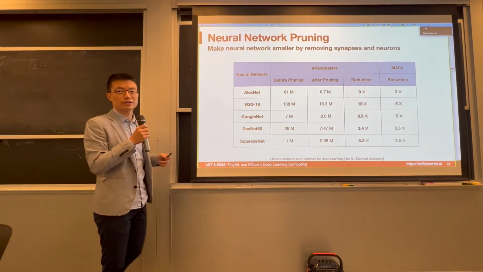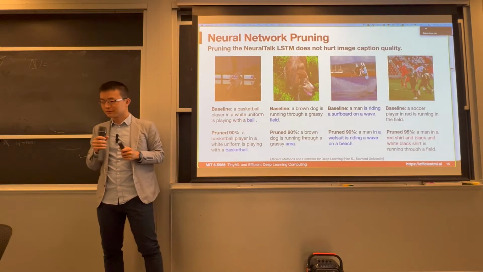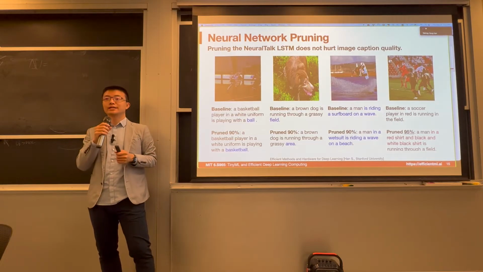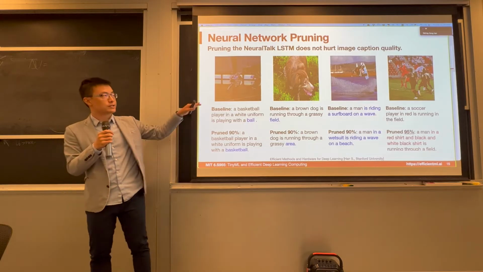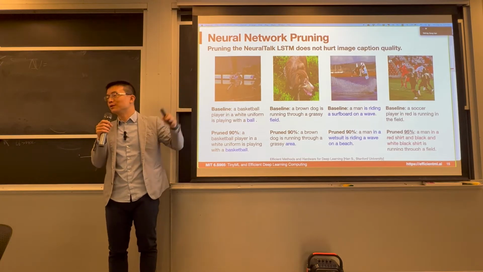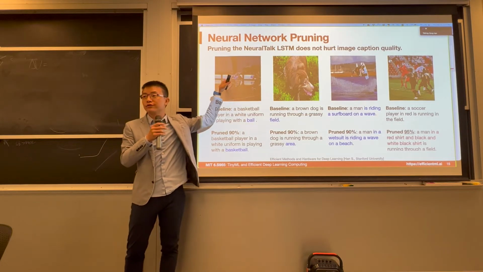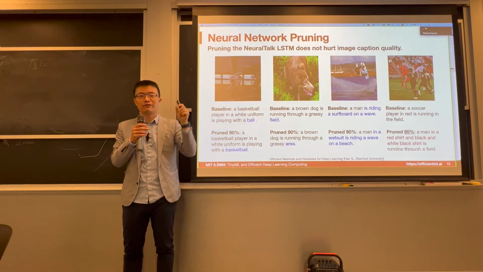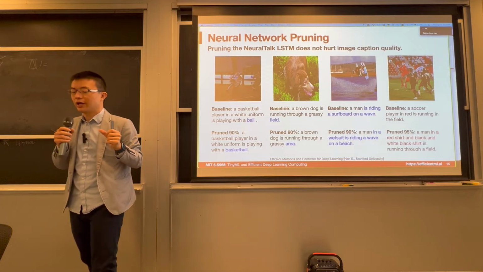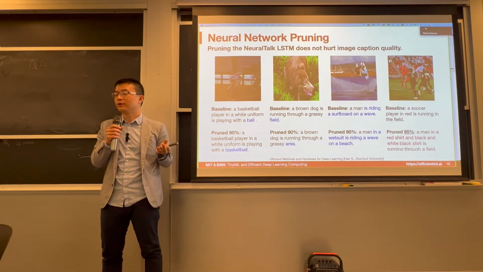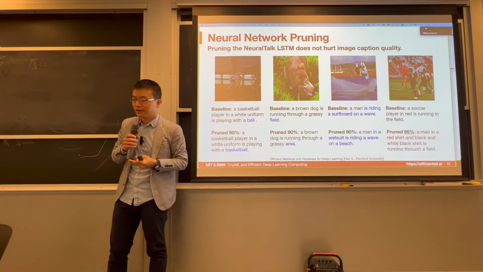Okay, any more questions for these results? Okay, good. So let's see what is happening to the pruned neural network. This is an example for NeuralTalk, which is basically image captioning. Image captioning is first doing feature extraction on the image, and then you get a vector embedding of this image, and then you feed this vector embedding to an LSTM, and then generate a sentence describing what's happening in the image. So that's called image captioning.